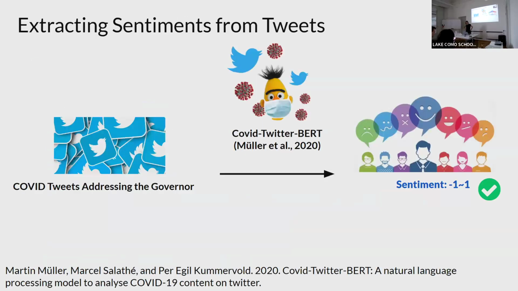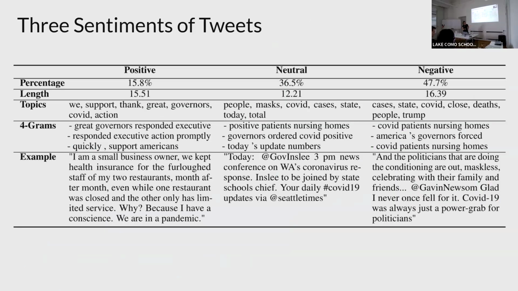We use a COVID-related language model to parse the sentiment, and we can see some results. For positive tweets, they usually have common words such as "we support, thank, great governors, action." The negative ones mention close, death, and actually Trump as well. In that case, it was mostly really complaining about the lockdown policy, saying it's a power grab for politicians and so on.